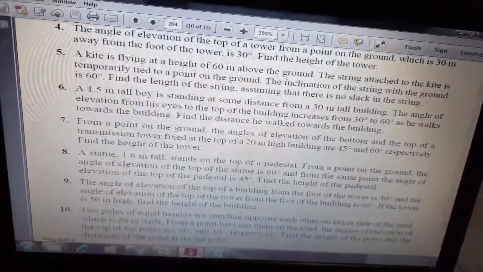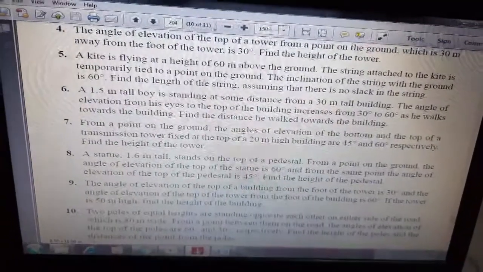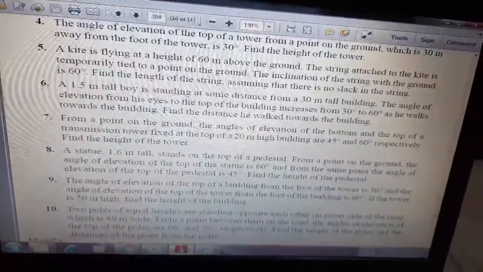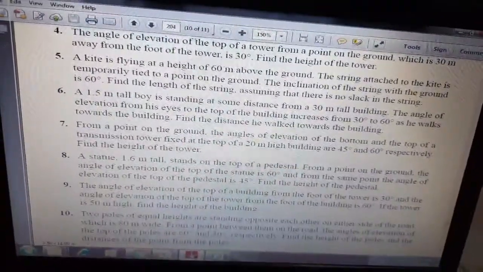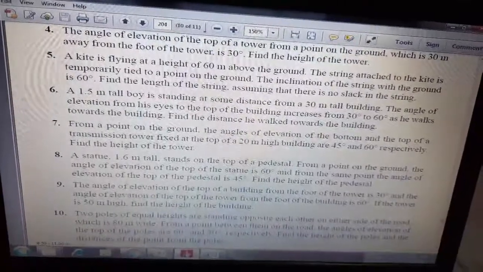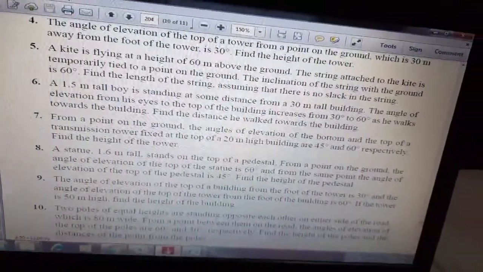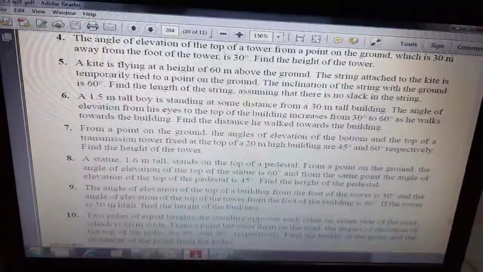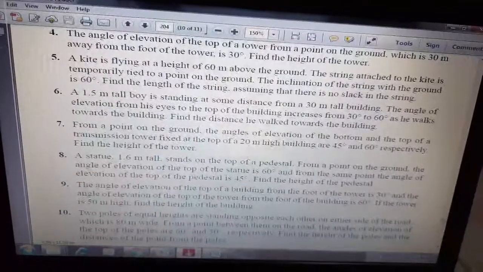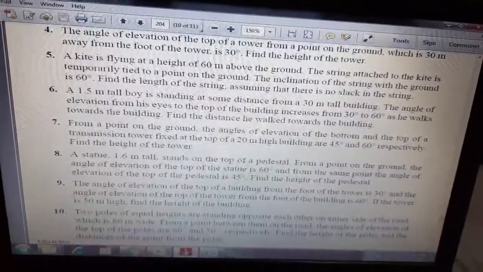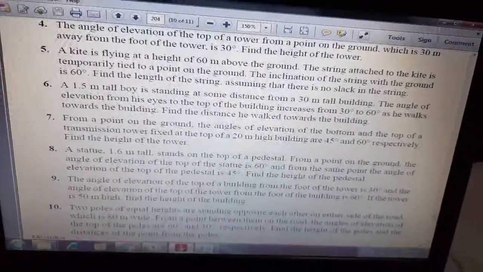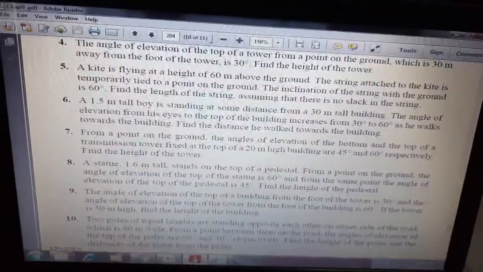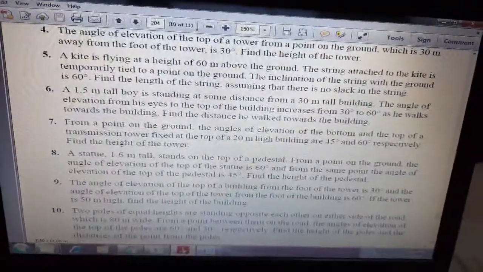Today we are going to solve 10th class mathematics NCERT book chapter 9 exercise 9.1 question number 6. According to the question, a 1.5 meter tall boy is standing at some distance from a 30-meter tall building. The angle of elevation from his eyes to the top of the building increases from 30 degree to 60 degree as he walks towards the building. Find the distance he walked towards the building.